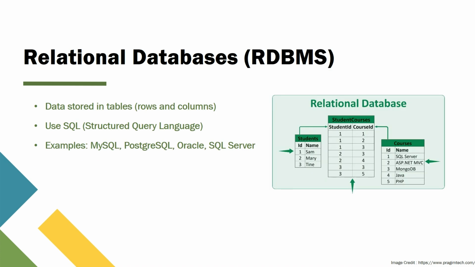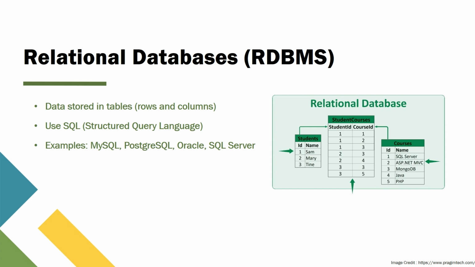In particular, the relational database has its own significance. In it, the data is related to one another. As you can see in the image also, there are three tables. The center table is student courses, and there are two tables, students and courses, on the left and right side.